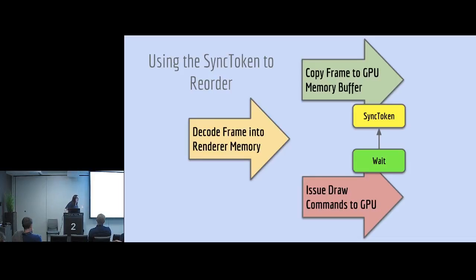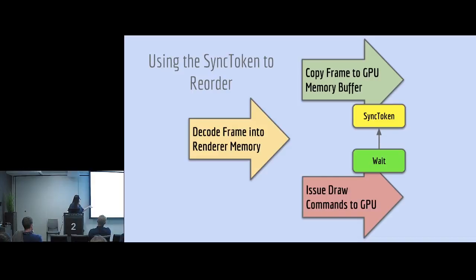And later on, at some point, when you have to paint the frame, you have to actually issue the draw commands to say, OK, I want to paint that texture that you got earlier. The thing is that the issuing of the draw commands will generally come from the browser process, and the copying of the frame is copying from the renderer process, and these things are desynchronized. So you have to make sure that by the time you ask it to draw this thing, that it is actually there.